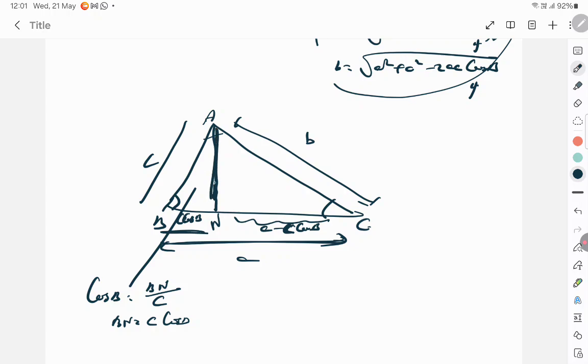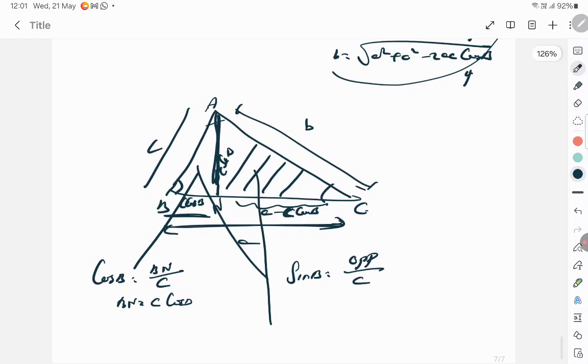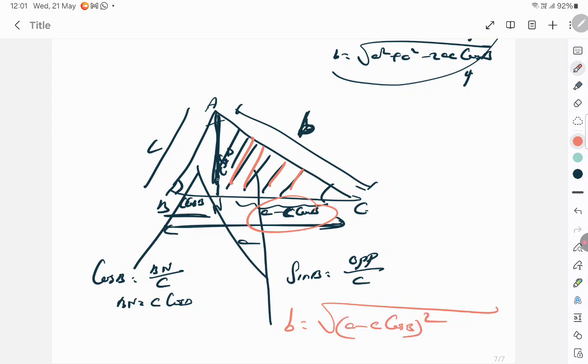You already know what AN is by using sin B. Sin B is equal to opposite by c. So, opposite itself is c sin B. Now, you got a right triangle. That's all. You can find b, the opposite side. We're going to use this triangle and use the Pythagoras theorem, where b itself is the root of base squared, which is (a minus c cos B) the whole squared, plus height squared, which is c squared sin squared B.